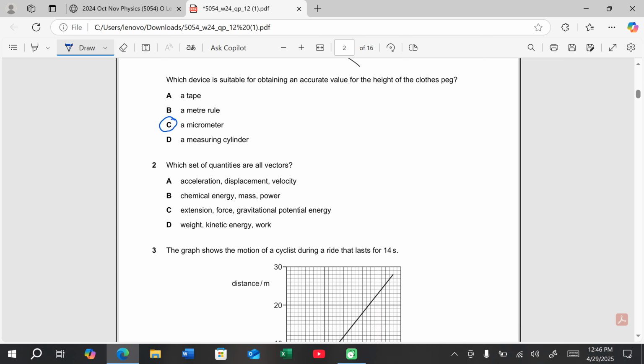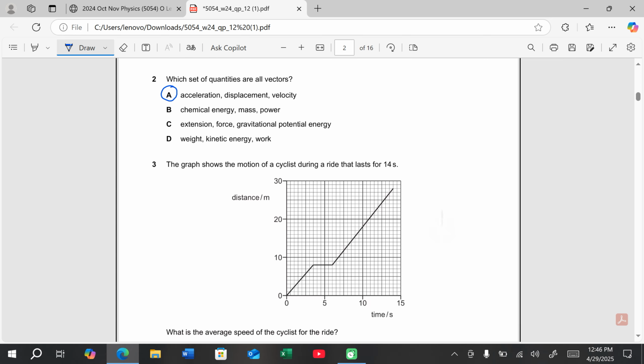Question number 2 says which set of quantities are all vectors? Let's start with A, acceleration, displacement and velocity. Yes, these are all vectors. Why are B and C and D not correct? In B, energy is a scalar quantity, mass is also a scalar quantity, and power is also a scalar quantity. In C, force is a vector, extension is a scalar, and gravitational potential energy again is a scalar quantity. He is asking for all three vectors. While in D, weight is a vector quantity, but kinetic energy and work are scalars, so therefore A is the right answer. Let's move on to question number 3.